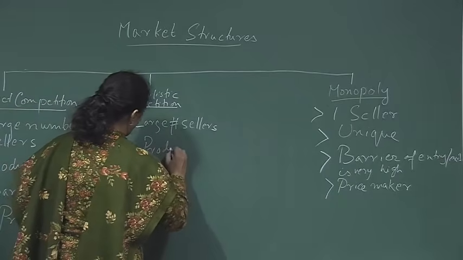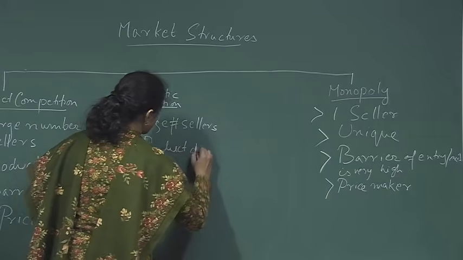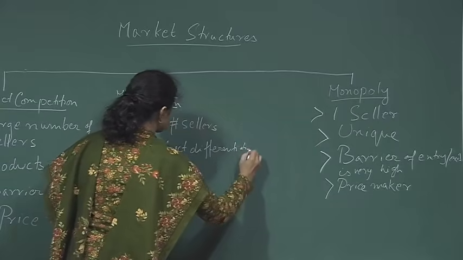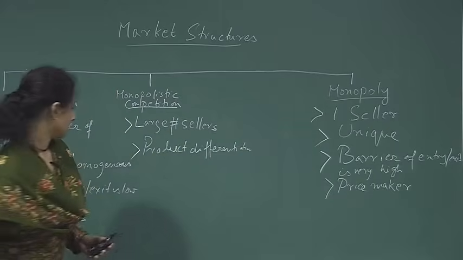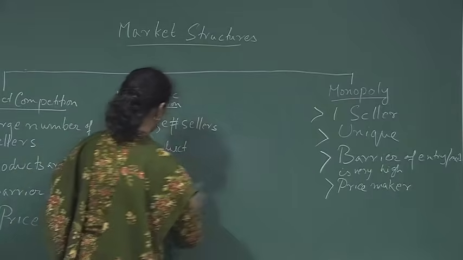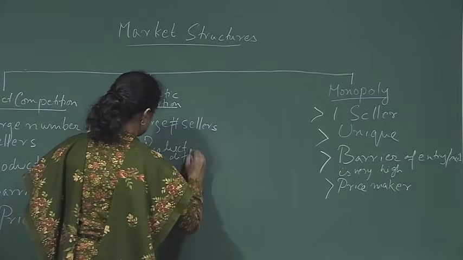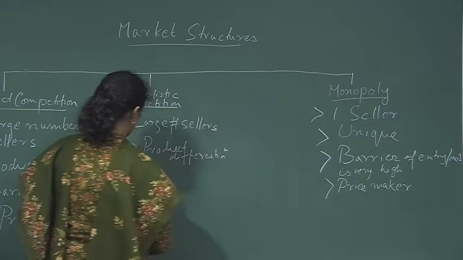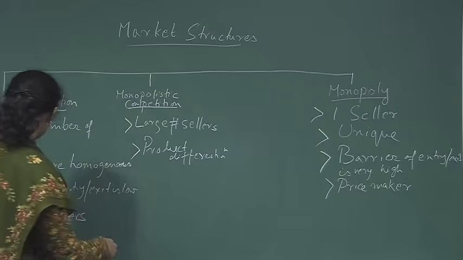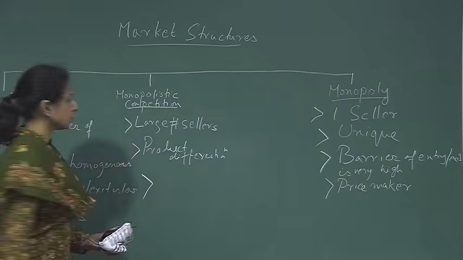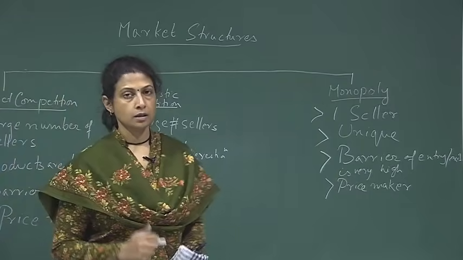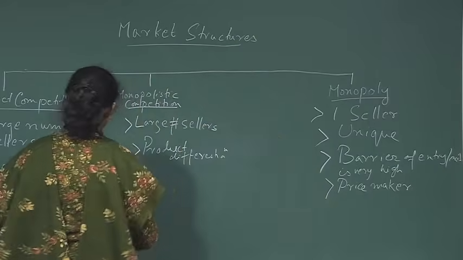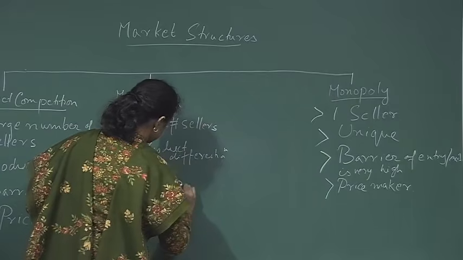So product differentiation happens here. Let me write: product differentiation is there, and the barrier of entry is not very high. It's not too difficult to set up a business in this market structure, so barrier of entry is not too high.